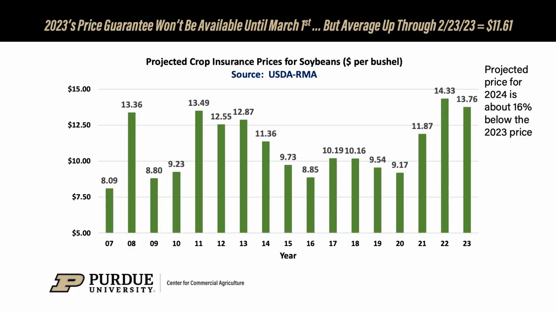So let's flip and talk about soybeans. The projected price for 2024 is down substantially. It's down 16% instead of 21. That's the good news, but it's still low. I think the number was, at least through last Friday, about 1161. That'll change a little bit as we get a couple more data points, but it's going to be in that ballpark. And that gives us lower guarantees.